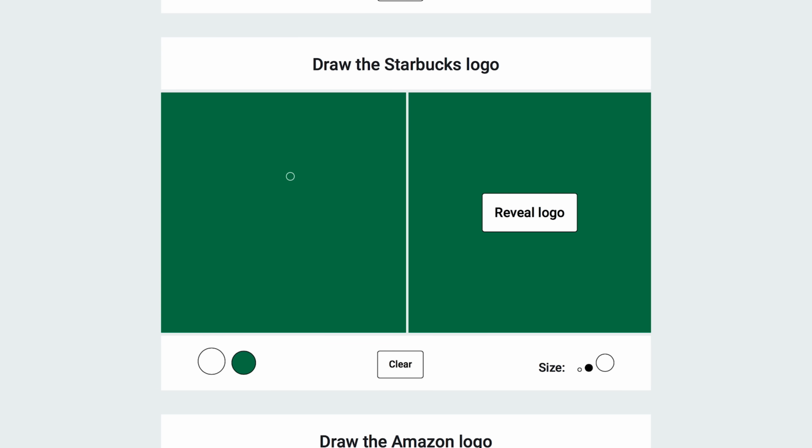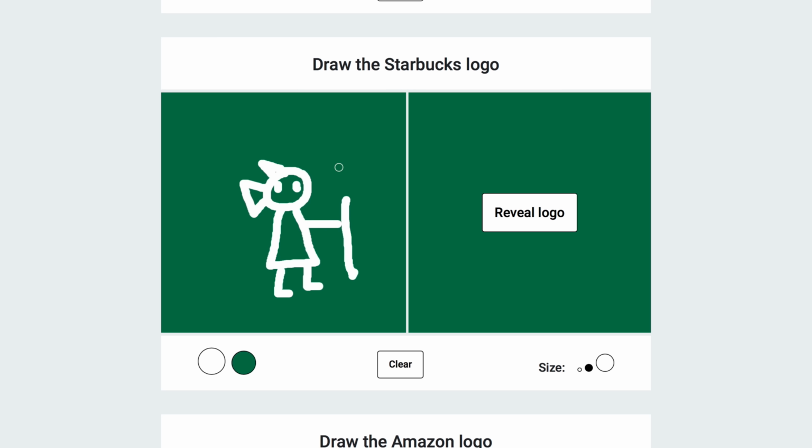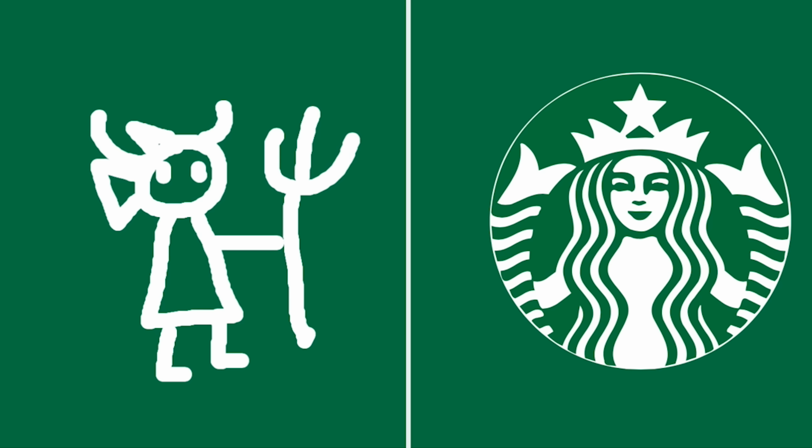Let's try a harder one like Starbucks. Like, I know there's a lady in it, and she's maybe like a fish lady, and she has a trident or something, and maybe horns. I don't really know. Okay, well, I got it terribly wrong, which is kind of weird because there's a Starbucks on pretty much every street corner, so why didn't I know it?